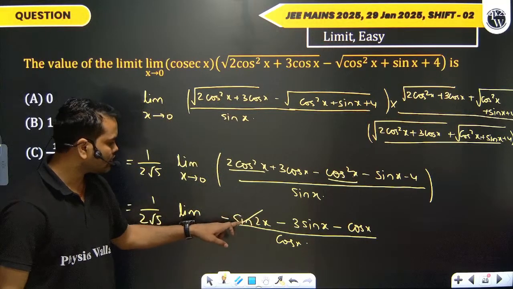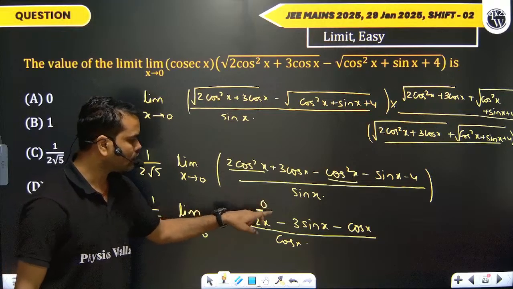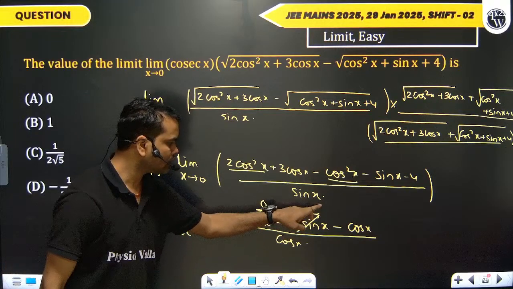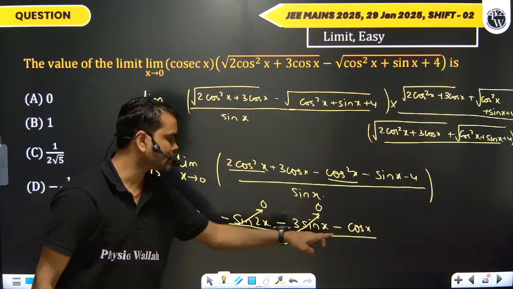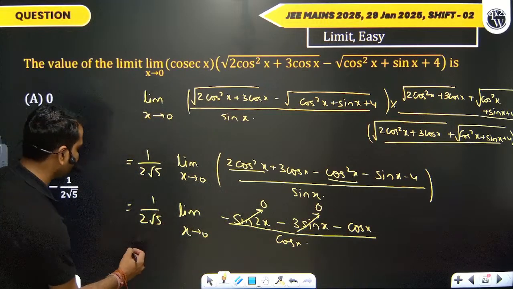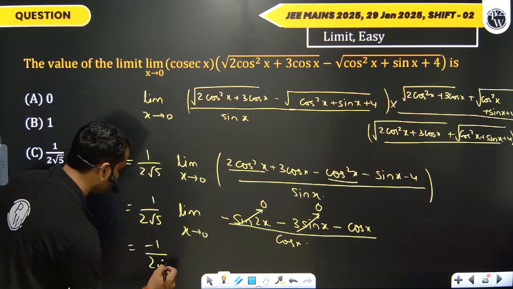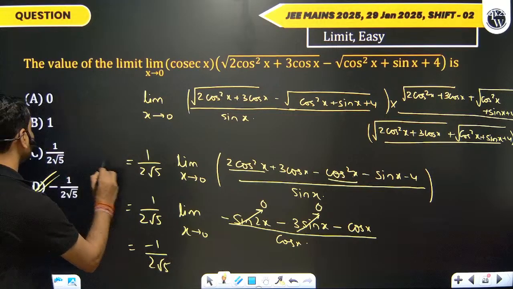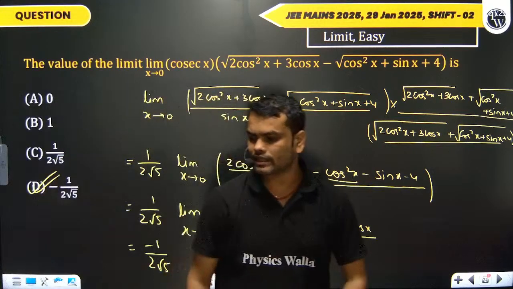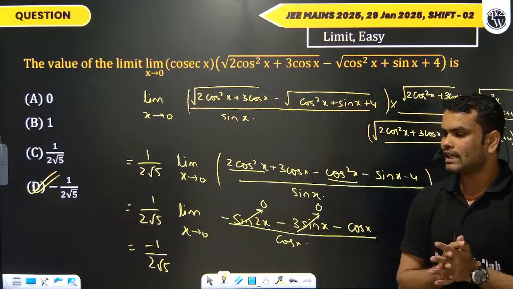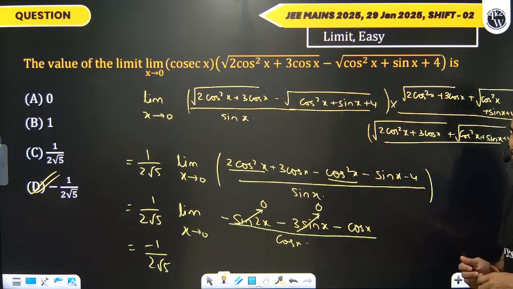If you put 0, this is going to be 0, this is going to be 0, this is going to become minus 1 by 1. So it is minus 1 by 2 root 5. So which is your answer? D is your correct answer, right? So this is also a regular classwork problem, L'Hospital rule, right? Next.